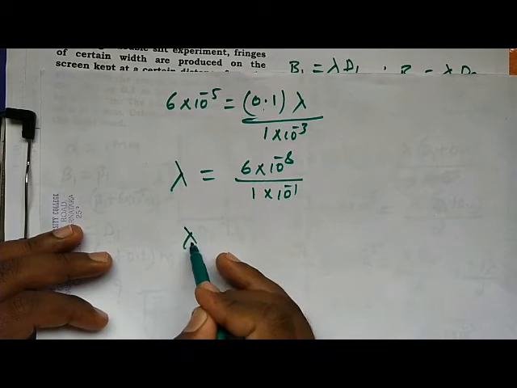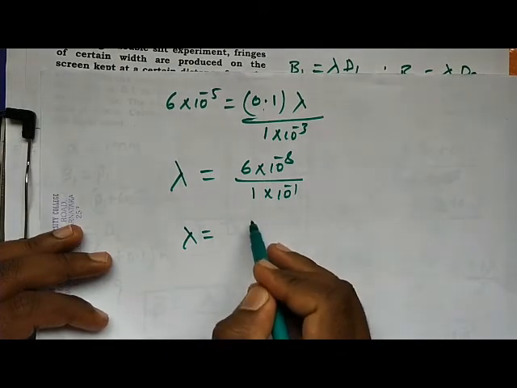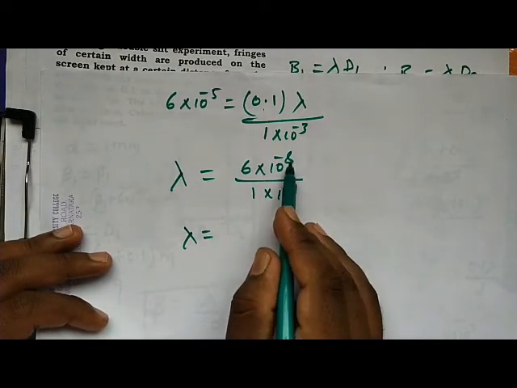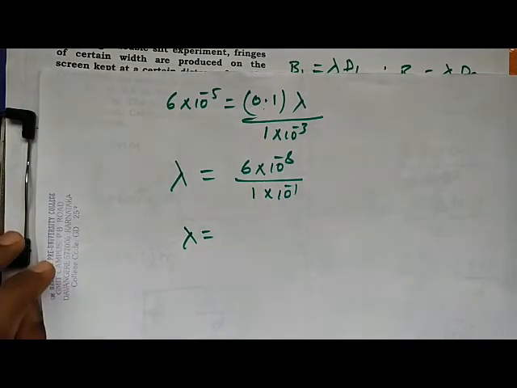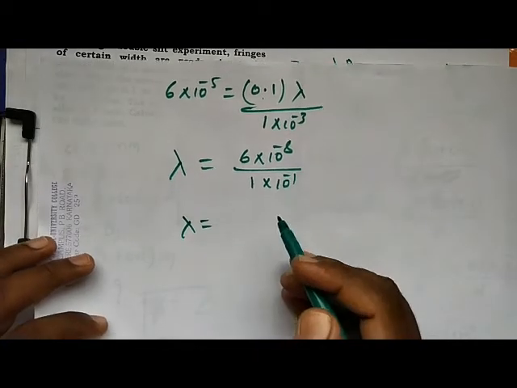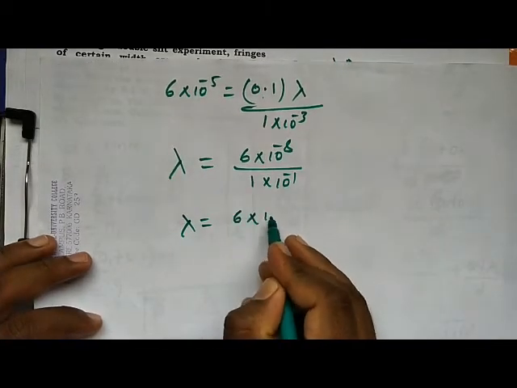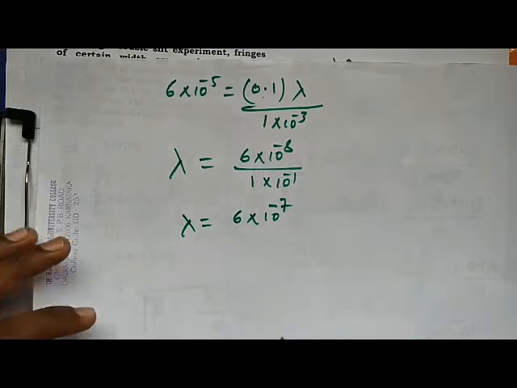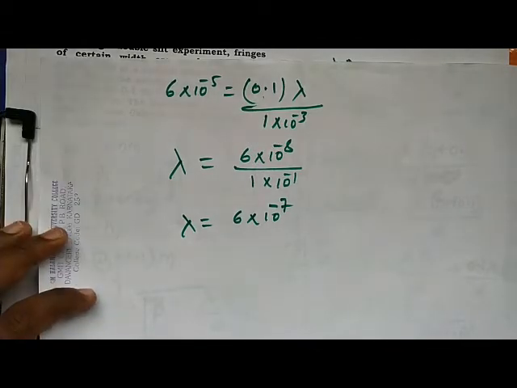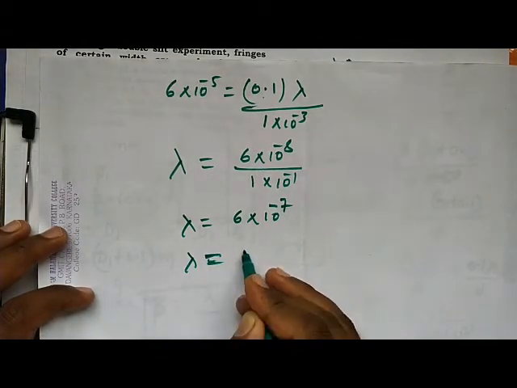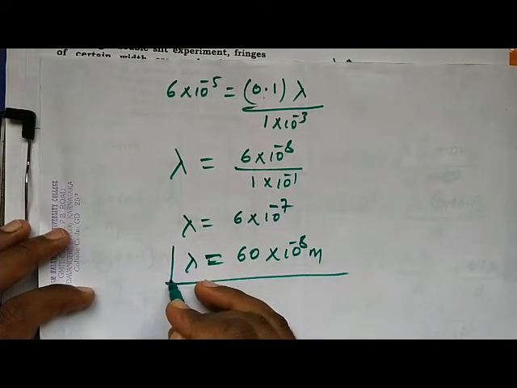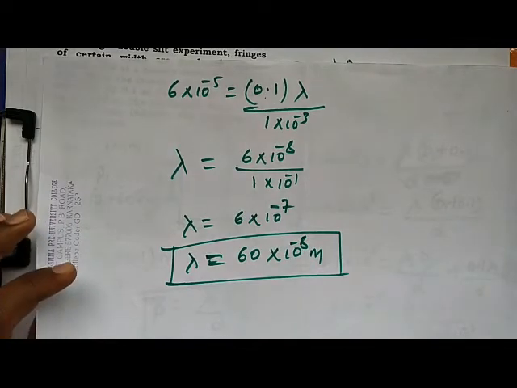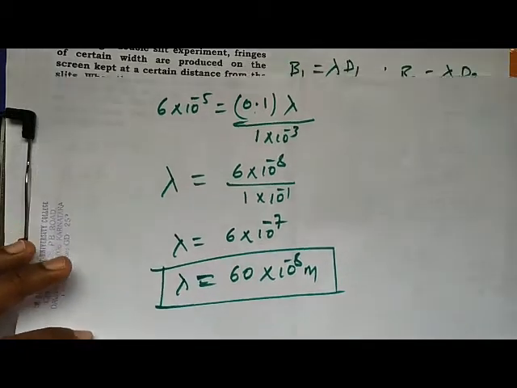So lambda, we have 6 by 1, means the answer is 6. So 10 to the power of minus 8 divided by 10 to the power of minus 1 means we have 6 into 10 to the power of minus 7. Or this can be written as, lambda is equal to 60 into 10 to the power of minus 8 meter. This is the wavelength of the light used in this given numerical.